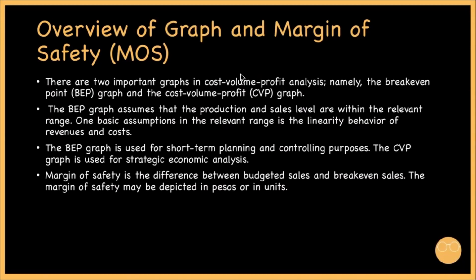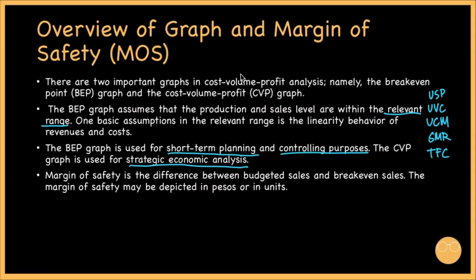The difference between the two is that the BEP graph assumes that the production and sales are within the relevant range. Just a recap, when we say that it is within the relevant range, the unit sales price, the unit variable cost, of course, the unit contribution margin, the sales mix ratio, and the total fixed cost, all of these are constant. One basic assumption in the relevant range is the linearity behavior of revenues and costs. On the other hand, the BEP graph is used for short-term planning and controlling purposes. The CVP graph is used for strategic economic analysis.